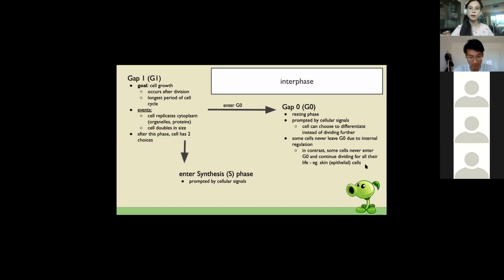But also some cells will never enter G0. They'll just keep dividing and producing more and more cells. And this is really important, for example, in skin cells, because you don't really want to run out of skin cells. You want to keep making those cells. So that's one option. The other option is to enter synthesis phase, which will lead to cell division.